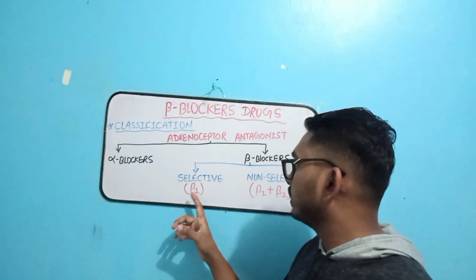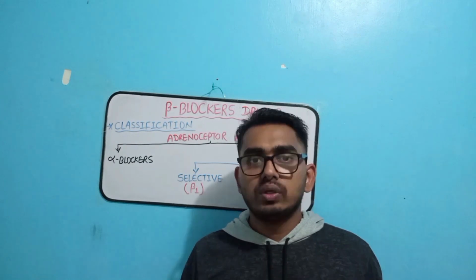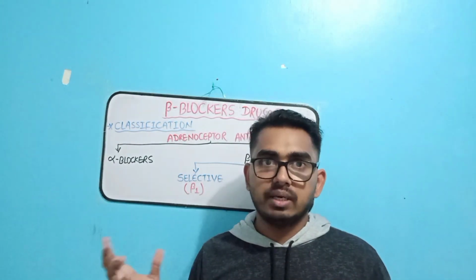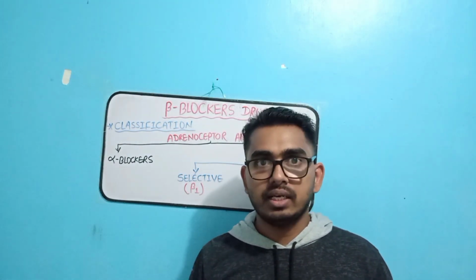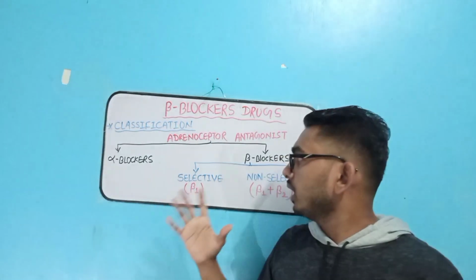Now we have to understand the location of the beta 1 and beta 2 receptors, so later we can easily understand how the beta blocker drugs work on the angina and congestive heart failure patient, and how they work on the heart.